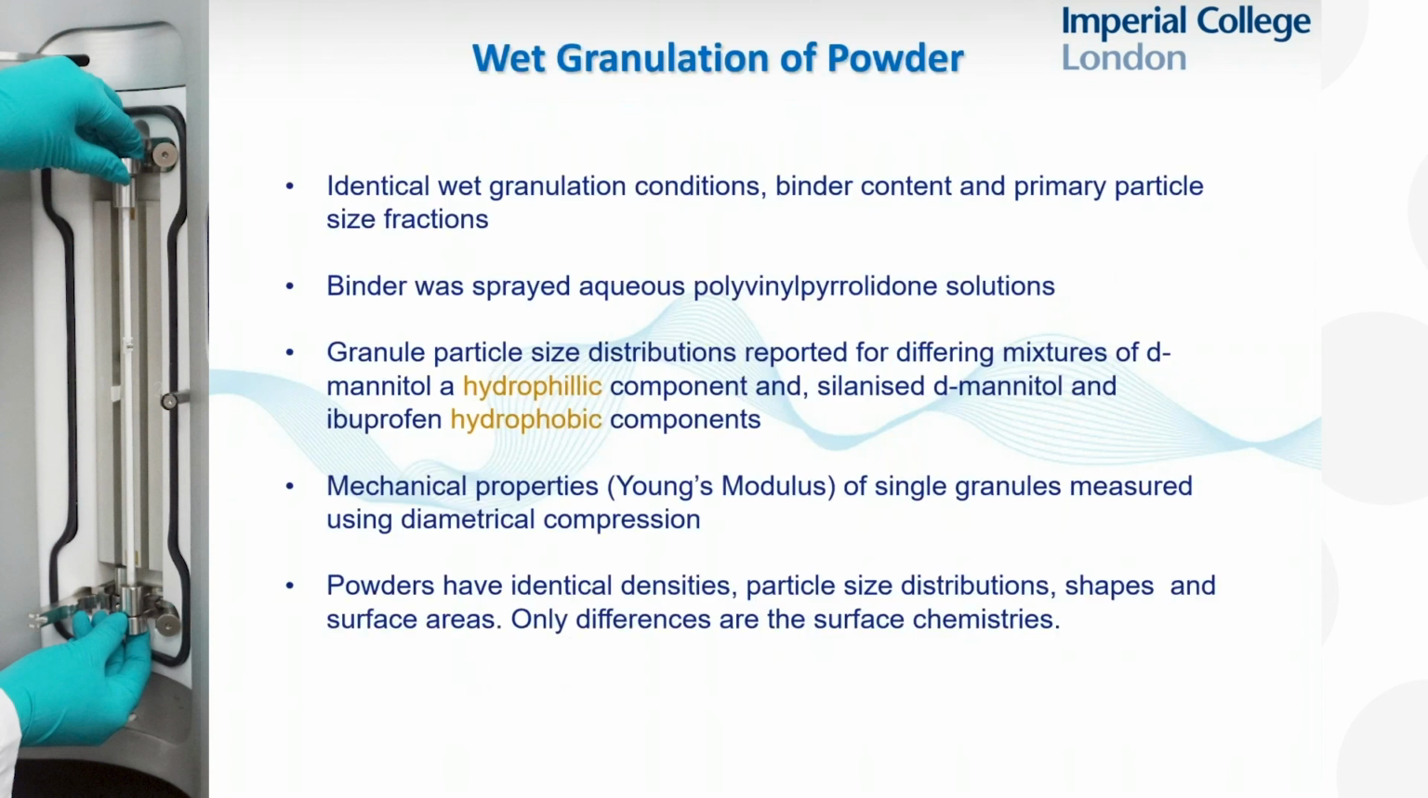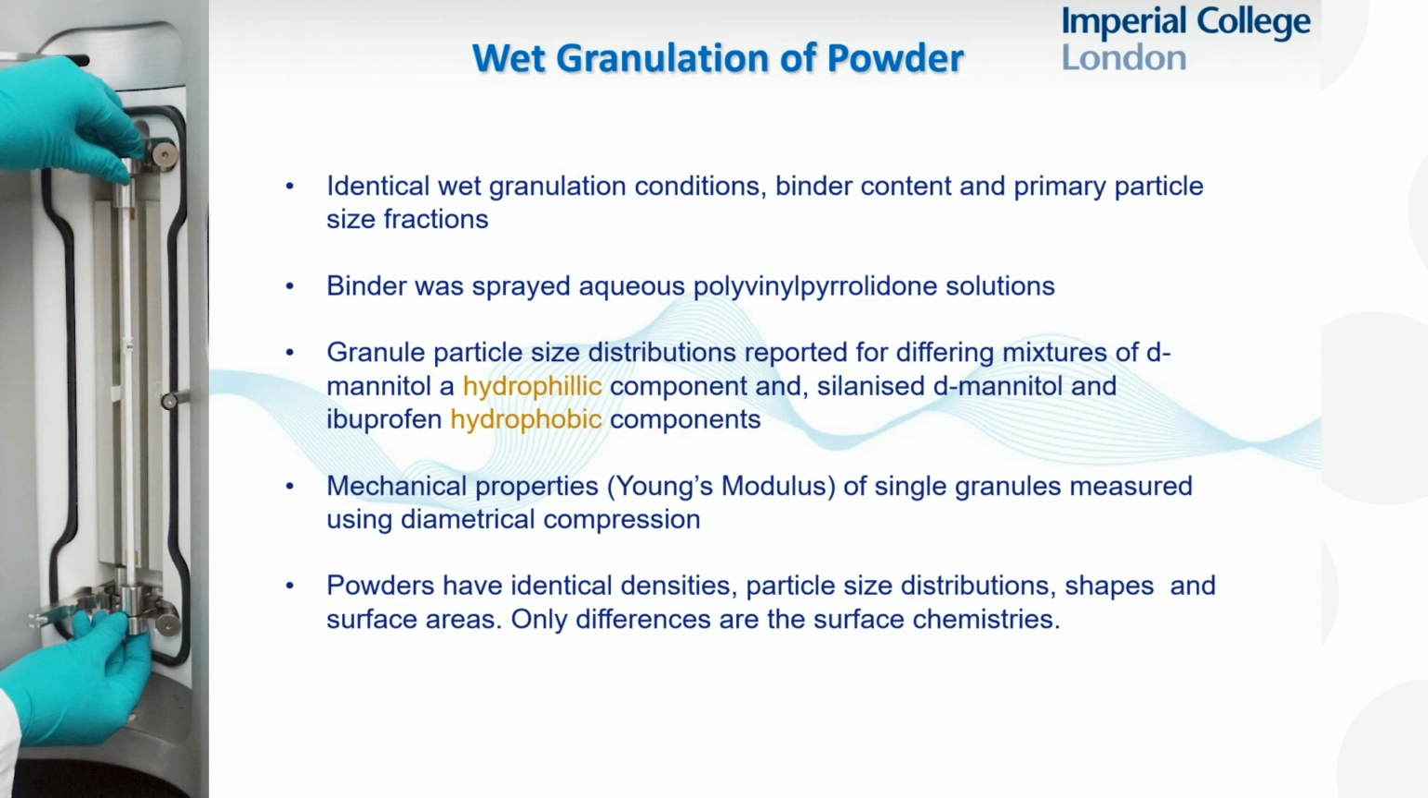So the examples I'm going to show you today are identical wet granulation conditions, same binders and same primary particle sizes. We sprayed an 11% solution of PVP, that was the binder, and we had a range of different powders, which were hydrophobic mannitol, hydrophilic mannitol, and mixtures in between. So basically, we took the particles you saw earlier on, we made powder mixtures, and we granulated them.